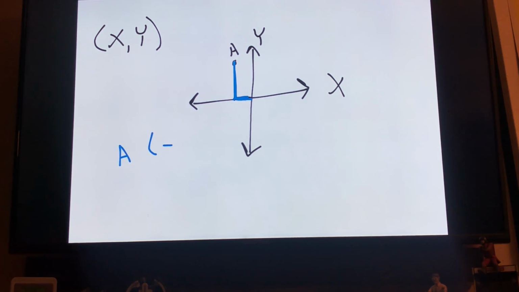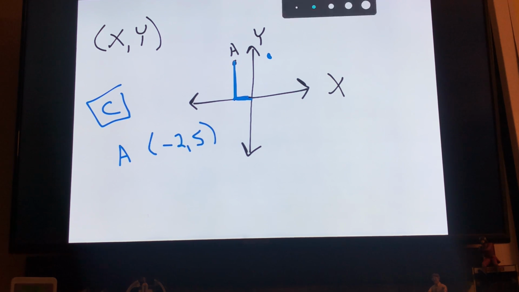Negative 2, 5. The whole thing is in relation to C, okay? But I would still write down A, B, and C, whichever one I found. Let's do one more. Let's look at D. D is kind of a little higher on this side. Let me write.